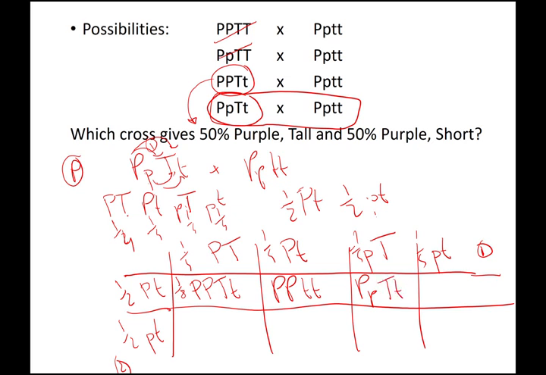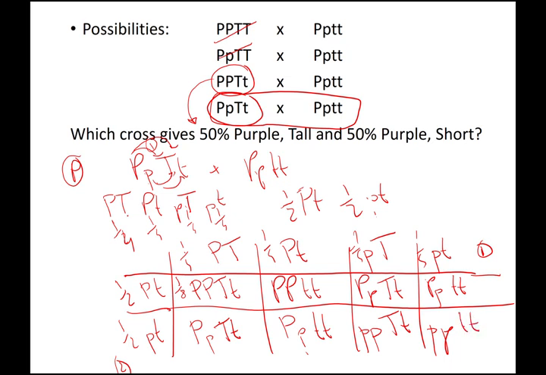These will be heterozygous for one and short. Purple and short. Now, these will be heterozygous for both. These will be heterozygous for one, but homozygous for the other one. This already gave away that this is not the correct answer here.